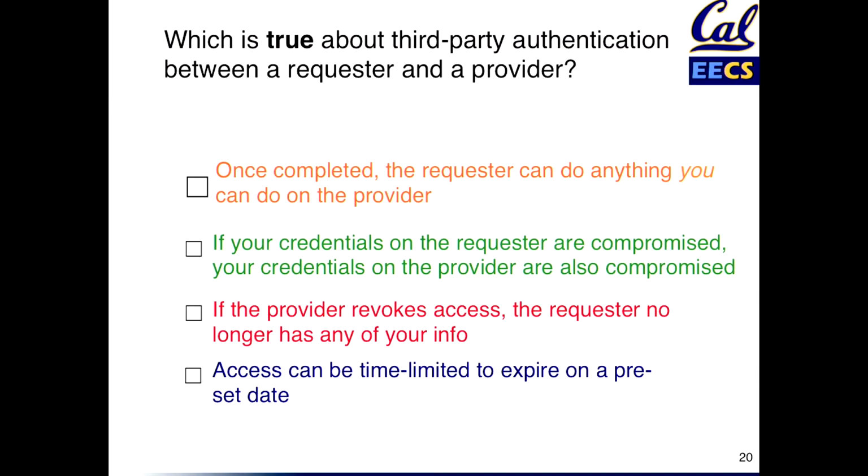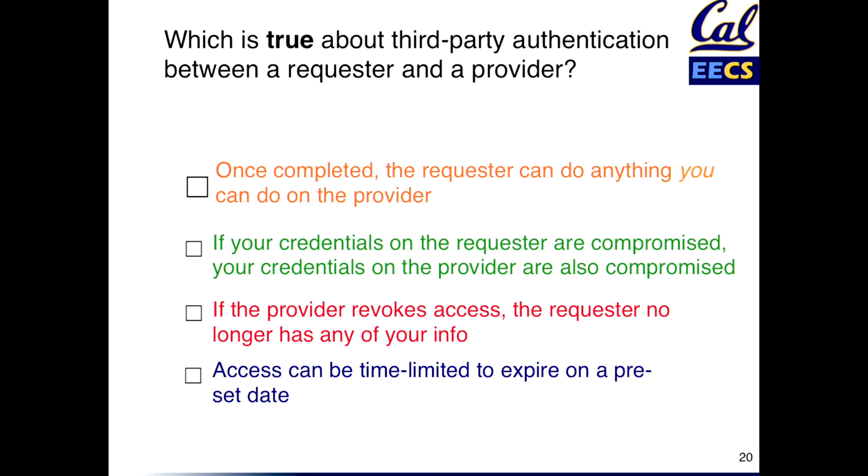So before we do a code walkthrough, let's do a sanity check here. Which is true regarding third-party authentication between a requester and a provider? So the requester in our example was an app like Rotten Potatoes. The provider is the place where the authentication info actually lives. In our example, that was Twitter. So which statement is true?